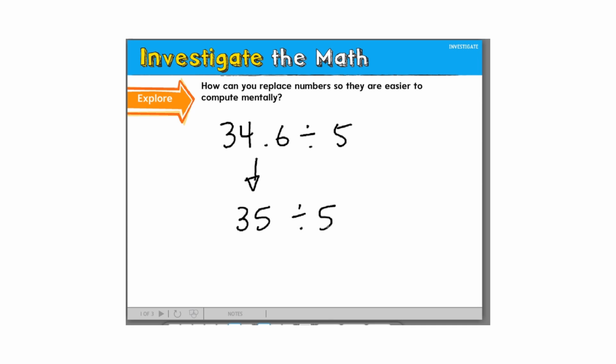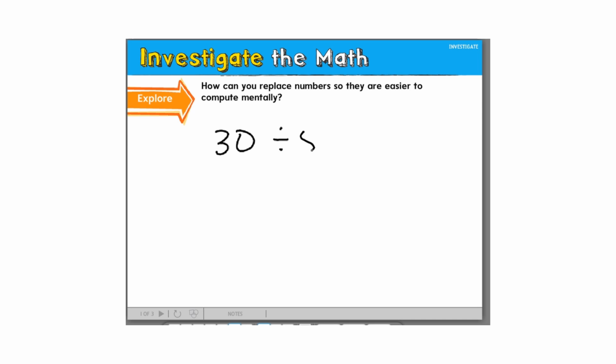All right, so that would be the closest estimate. And then my answer would be 7, because 35 divided by 5 is 7. What if you chose to make it 30 divided by 5? You would get 6. Still another way you could do it, right?